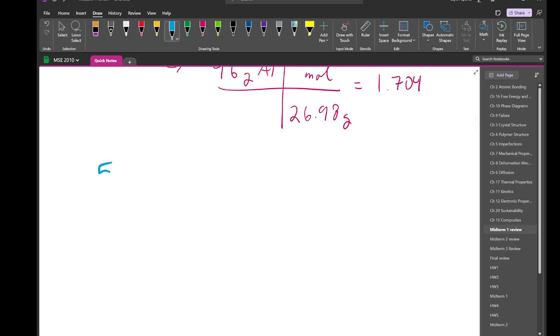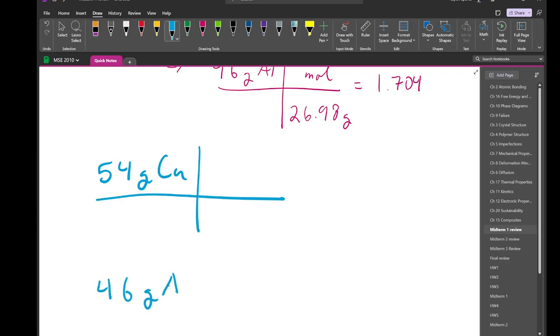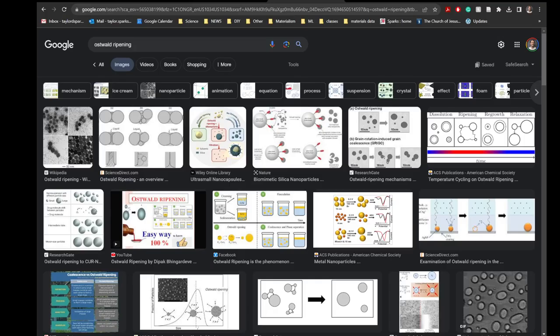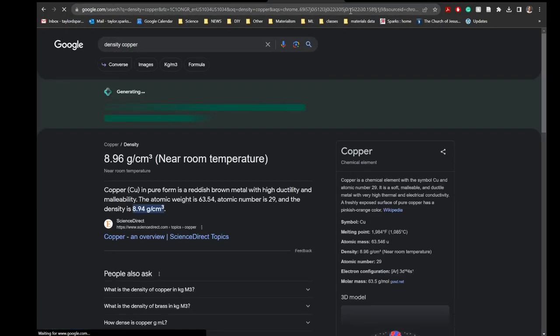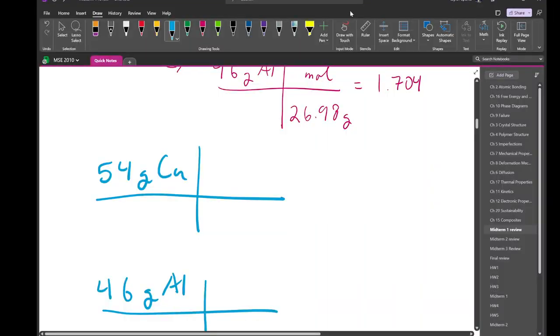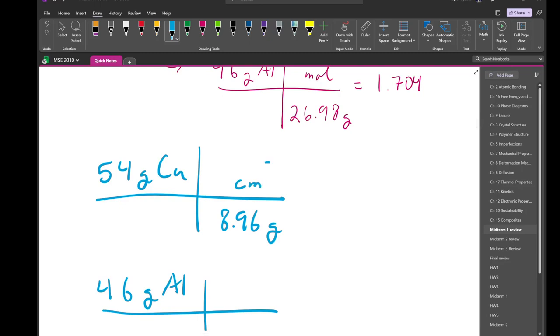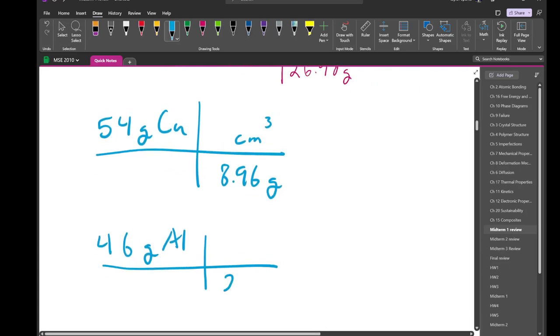So we'd say 54 grams of copper and 46 grams of aluminum. We need to convert those to a volume to get the volume fraction. So we're going to need the density. So you'd look up the density of copper. Are we allowed to have periodic tables? Yeah, periodic tables are allowed and they have this information. So 8.96, that's grams per cubic centimeter. Again, I knew to divide because I'm trying to make my units cancel to be left with a volume of copper. Same thing with aluminum. We know aluminum is 2.69 grams per centimeter cubed, I think.